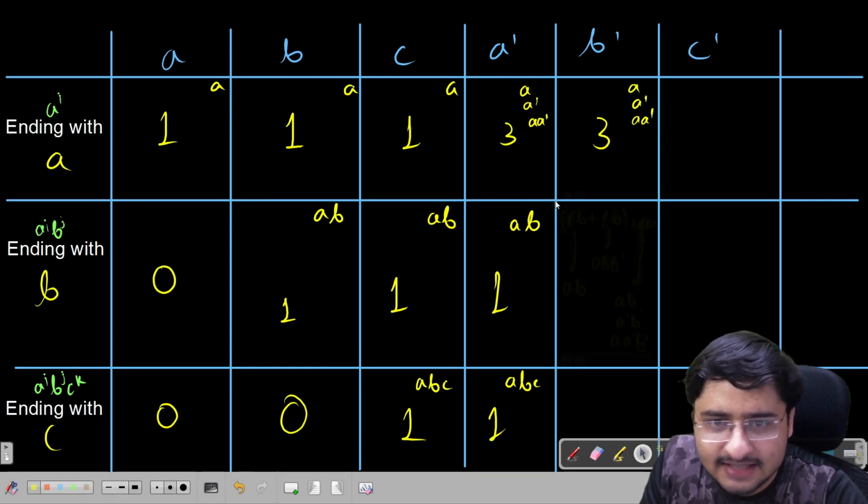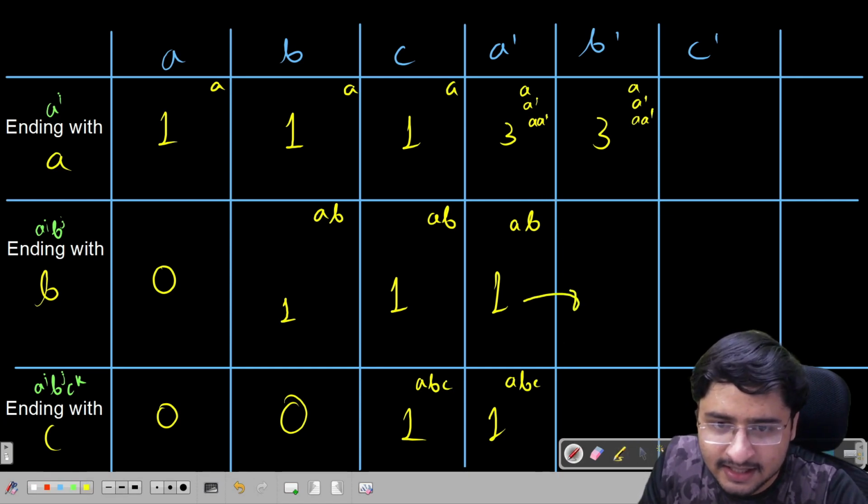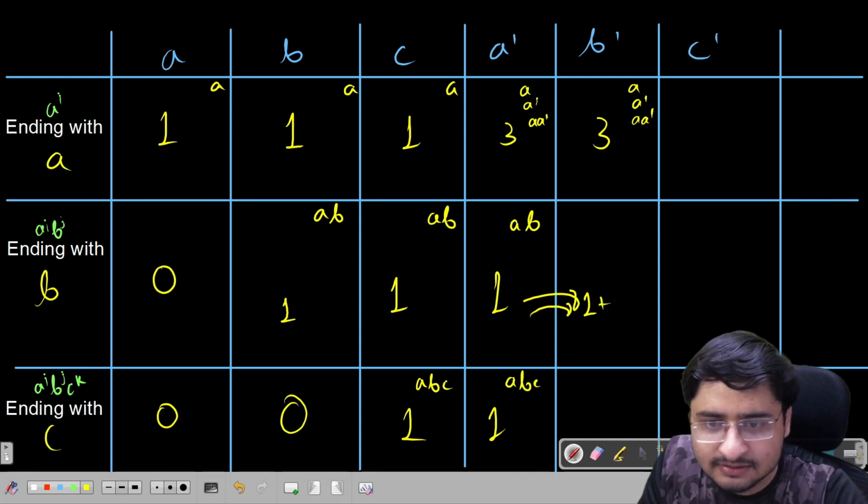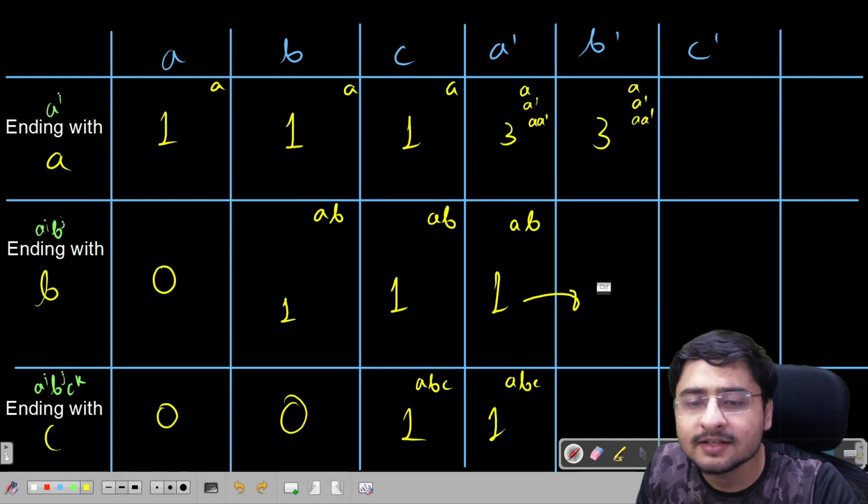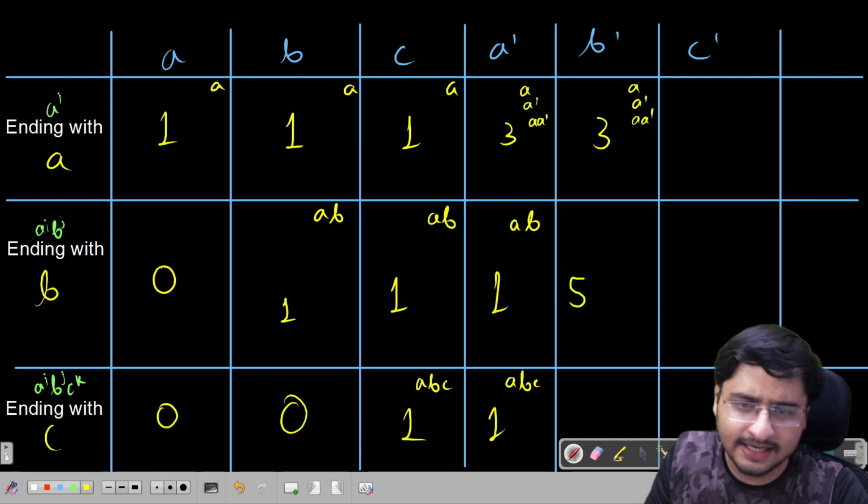C, right? B can stand in front of A and B. And here 1 plus again this 1 plus this 3. So this forms 5. So 5 of them are here. I'll just write them quickly.